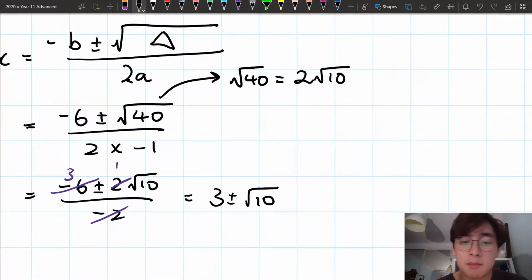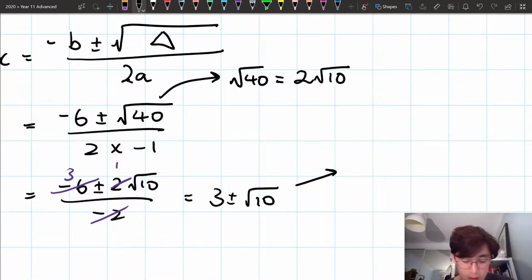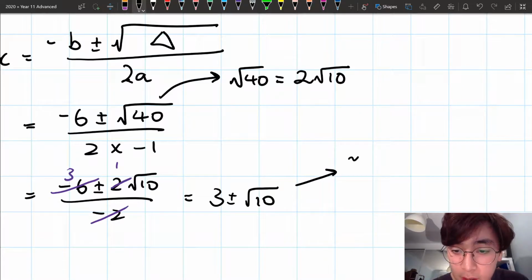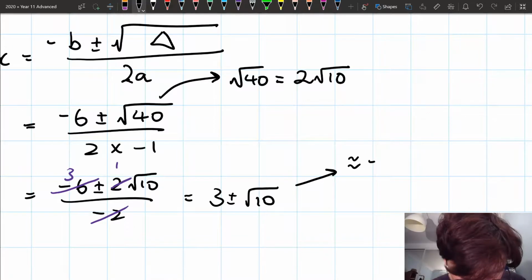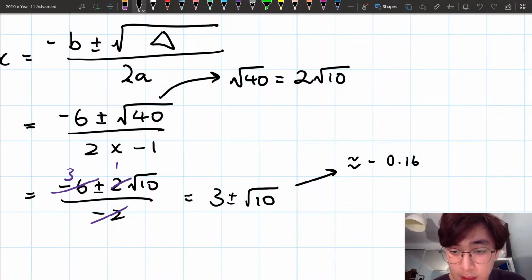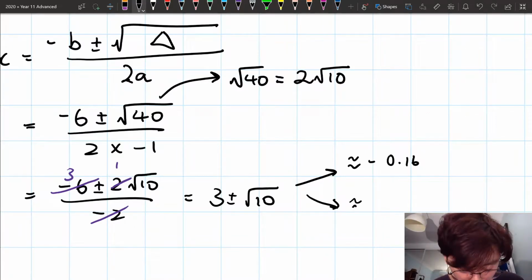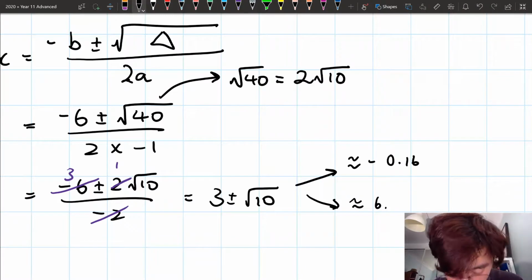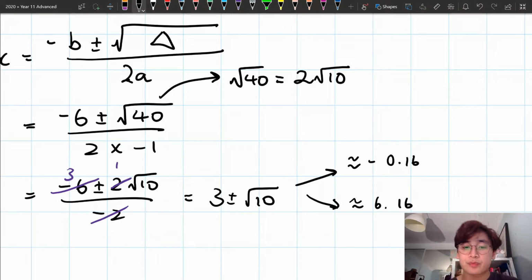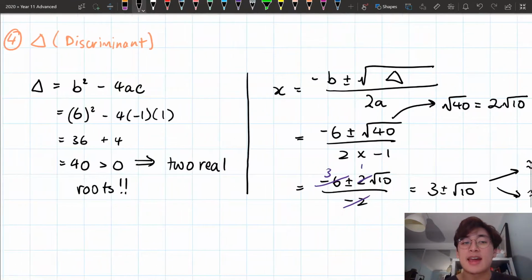And so if I put that in my calculator, when I do 3 minus square root 10, I get roughly negative 0.16. And when I add it, I get roughly 6.16. Okay, cool. So that tells me where the two x-intercepts are.